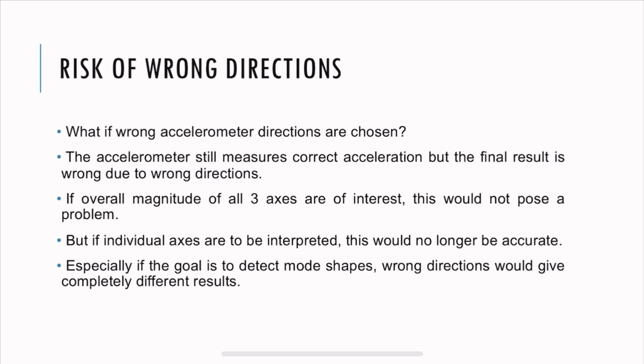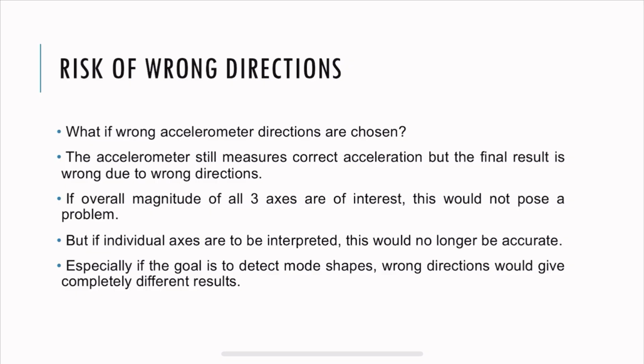So what will happen if you make a mistake in the directions? Let's say you conduct a measurement and you have made a mistake in this direction convention. You're still going to end up measuring the accelerations, but when you process, the problem begins. If you're only going to process the magnitude, that is, take the average of all the directions and represent one single acceleration, you're probably not going to face any issues, because you're summing up all the accelerations and viewing it as one single acceleration, which is still accurate.